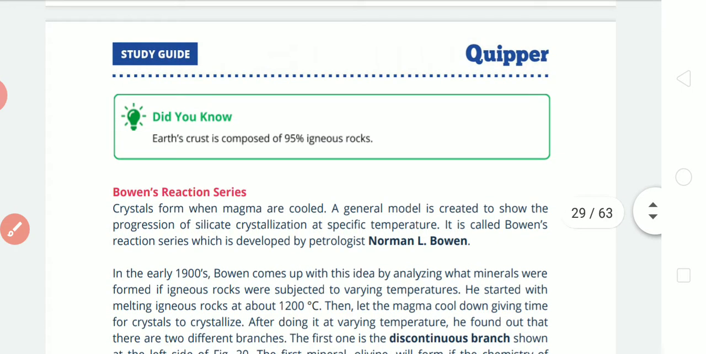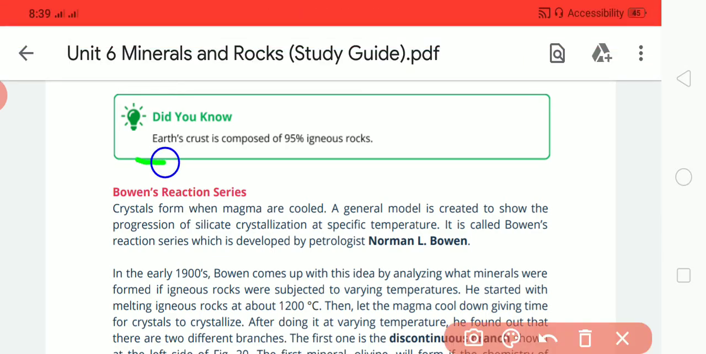Okay, now, did you know that the Earth's crust is composed of 95% igneous rocks? So basically, the rocks that we can observe in our grounds, or the rocks that are being used in the building or making of industrialized or residential areas or mga real estate properties, they are actually igneous rocks. So we have here the Bowen's reaction series.